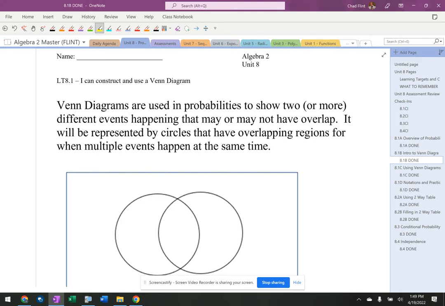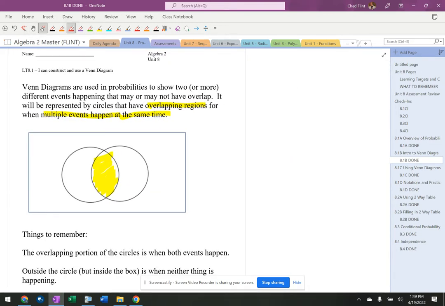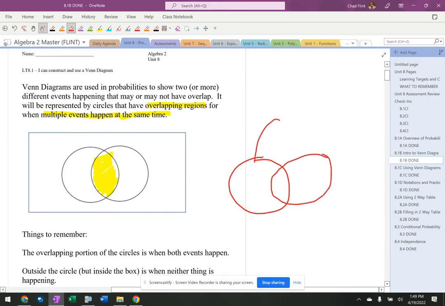All right, the big thing is they have an overlapping region in the middle. All right, so they have an overlapping region right here. And that's for when multiple events happen at the same time. And it's not always that I only have two circles. I could have three circles. And if I had three circles, there would be different overlaps. And that little yellow overlap would be when all three things are happening at the same time.